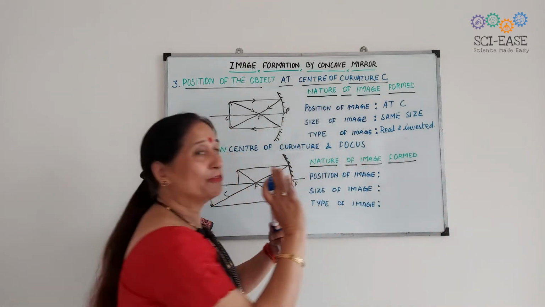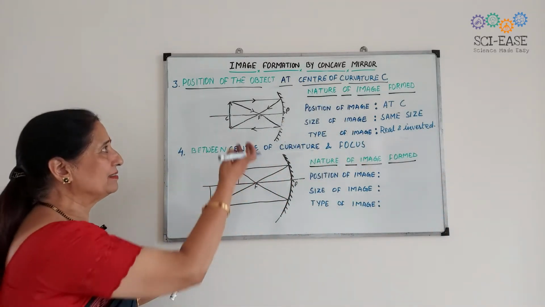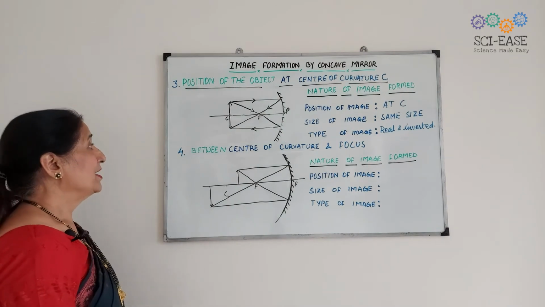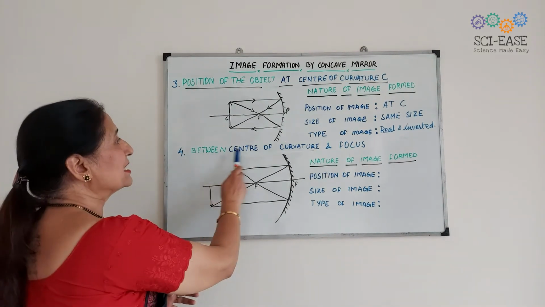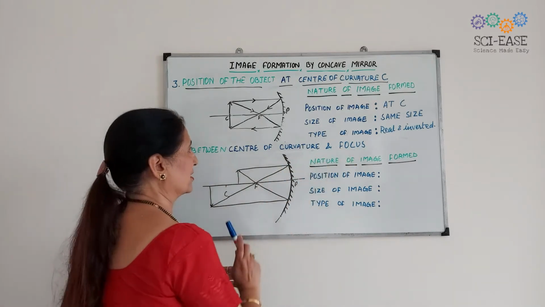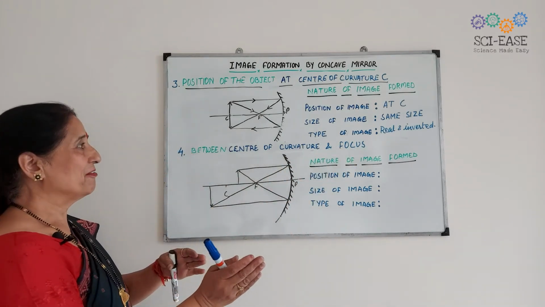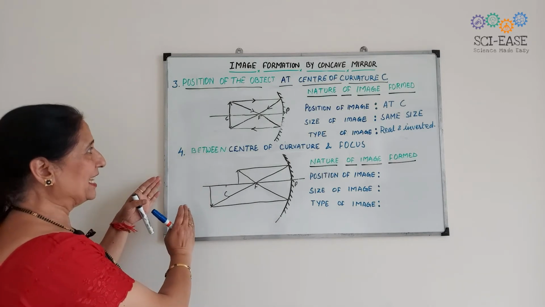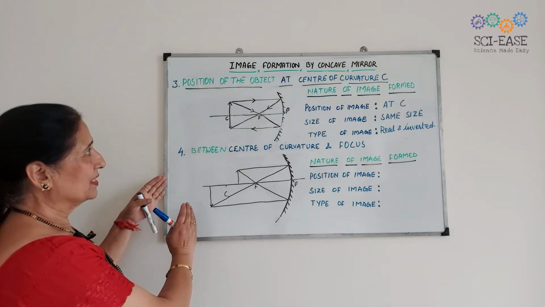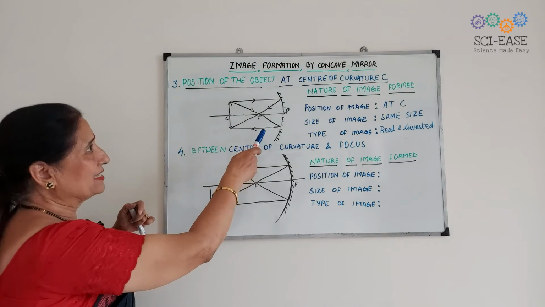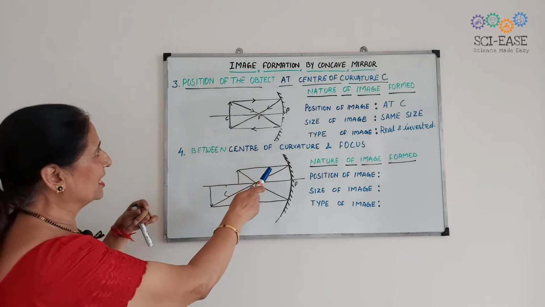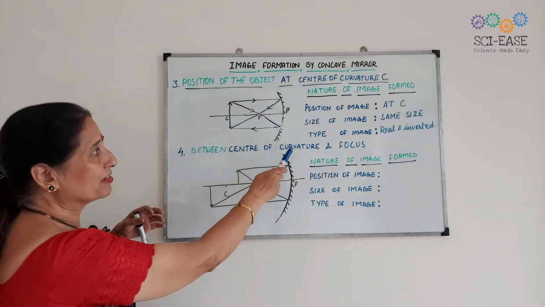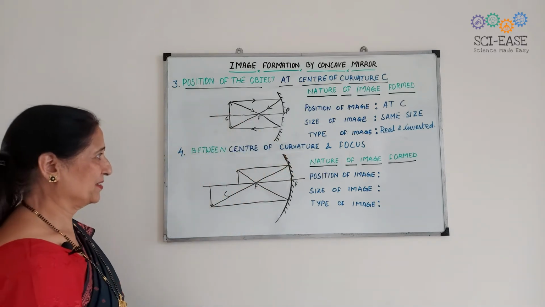So all the four rules should be clear, and then you will be able to draw all the diagrams. Now the fourth one is between center of curvature and focus. Earlier we have done at infinity, then at center of curvature, and now between the center of curvature and focus.